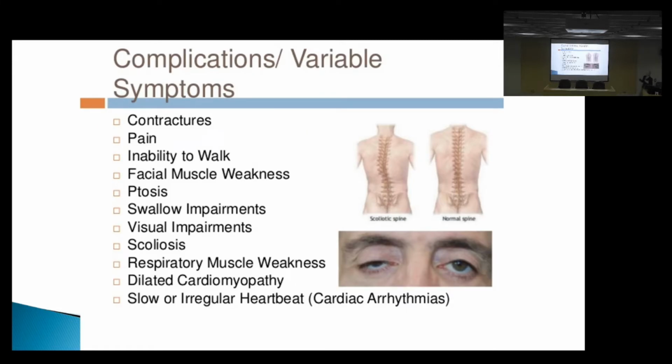Now, the main symptoms vary from disorder to disorder. They lead to contracture, to pain, to inability to walk. If it's affecting the face, facial muscle weakness, ptosis; speech impairments, visual impairment; scoliosis if it's affecting the trunk; respiratory muscle weakness, dilated cardiomyopathy. Do not forget the heart, it's a muscle, and it also leads to cardiac arrhythmias. Many times, and I will explain soon, some myopathies manifest as a cardiac disease.